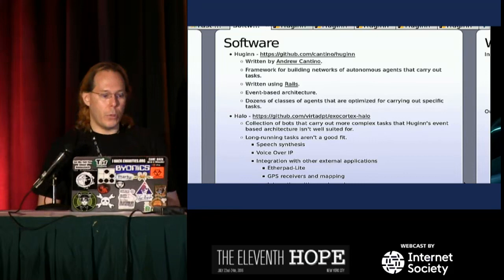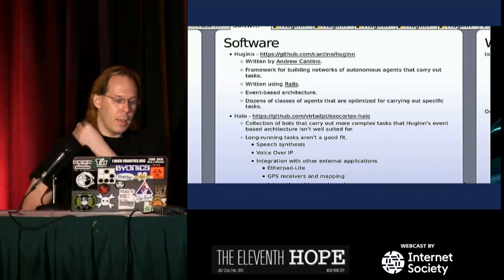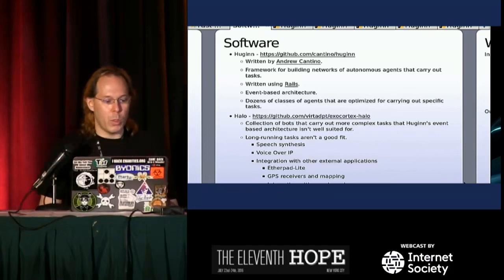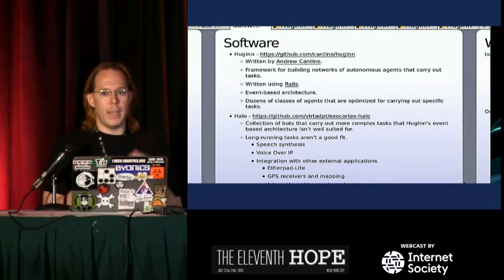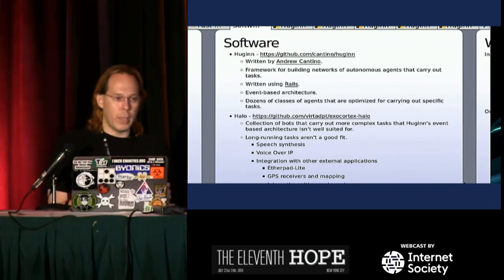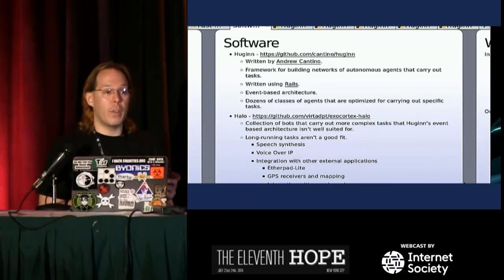External, but plugged into Huginn, is a lot of my own code, which is called Halo, which is a collection of bots that carry out more complex tasks that Huginn's event-based architecture isn't well suited for. The thing about the event-based architecture is it's very good for short turnaround time tasks. An event comes in, it's processed, it gets sent to another agent, that agent processes it, it gets sent to another agent, it gets processed, the output happens. The turnaround time for that is usually on the order of a couple of seconds.